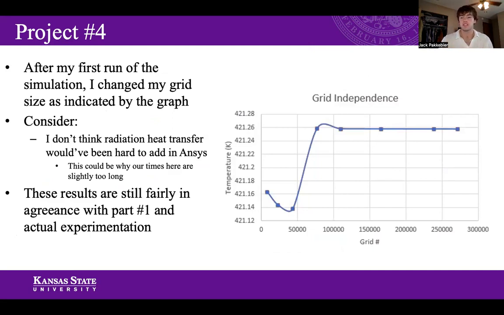So after my first run of the simulation, I got my results, but I wanted to make sure that my results weren't dependent on my meshing size. So this is some of the work I did here, a little bit of a graph of my grid independence. You could see it's not very dependent on it. I mean, this is 421.1. This is still 421.2. This is the final temperature in Kelvin. So I thought it was a fine thing to measure my grid independence off of. So I hiked up my grid number to, I think it was around 70,000. So this actually took a while. A little bit of my rookiness showing.